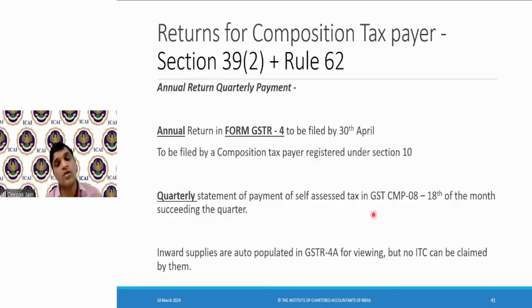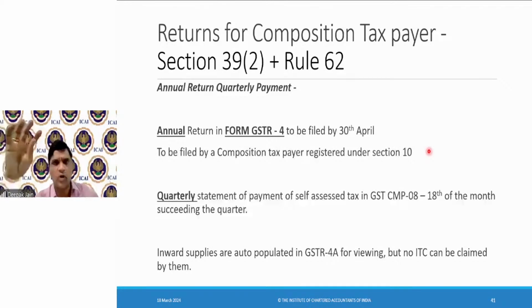Inward supplies are auto-populated in GSTR 4A. So GSTR 4 is for outward supply, but they will not see GSTR 2A or 2B, they will see GSTR 4A. Whatever inward supply they have made will show in this 4A. Can they claim ITC? A composition taxpayer cannot claim ITC. So this is only a view option to see from whom they have purchased.